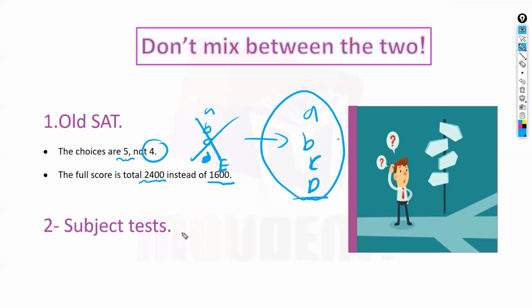Together they are 1,600. But for the subject test, the full mark is 800. It is only related to one subject. For example, the SAT math subject test, the SAT physics subject test, the SAT biology subject test. For some universities, they are so rare. They ask for a subject test.